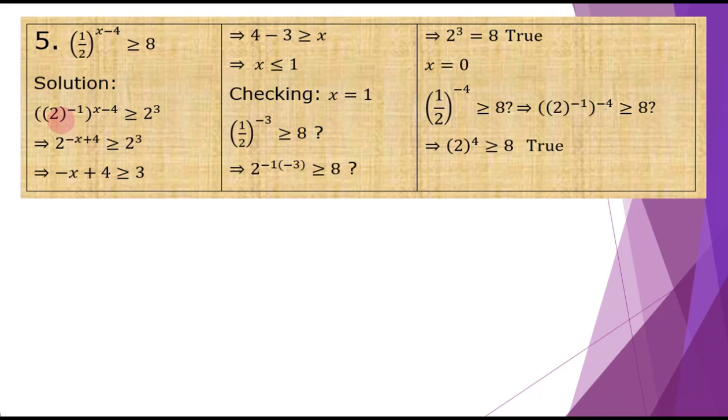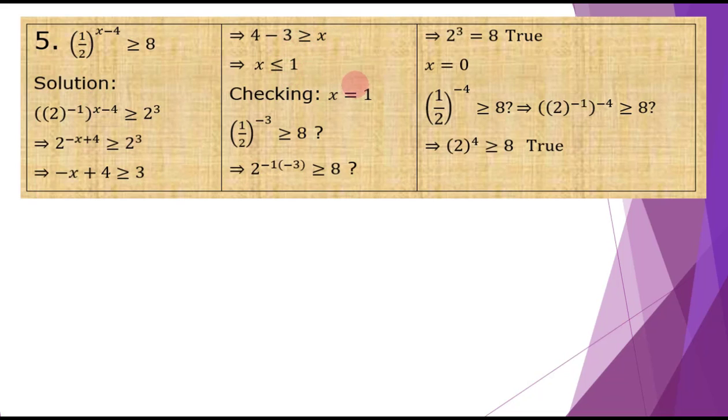Number 5, 1/2 raised to x minus 4 greater than or equal to 8. Well, 1/2 can be rewritten as 2 raised to negative 1. Copy the exponent x minus 4. And 8 can be written as 2 cubed. So, simplifying, we have negative 1 times x, that's negative x. Negative 1 times negative 4, that's plus 4. And we have 2 cubed, greater than or equal to. Then, they have the same base. We just copy the exponents, negative x plus 4, greater than or equal to 3. Simplifying, we have x less than or equal to 4 minus 3, which is 1.